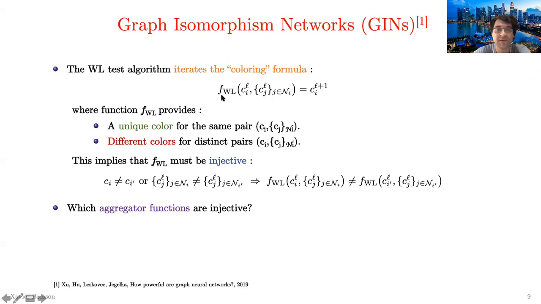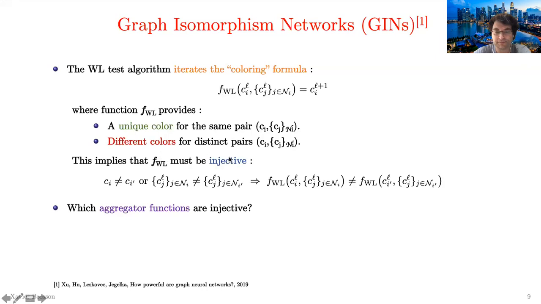So this function is called, for GNNs, an aggregator function, and basically we want this aggregator function to satisfy these two conditions. You will have a unique color for the same pair of feature i and feature j, and a different color for feature i and feature j when they differ. So again, what it means is that this aggregator function must be injective.